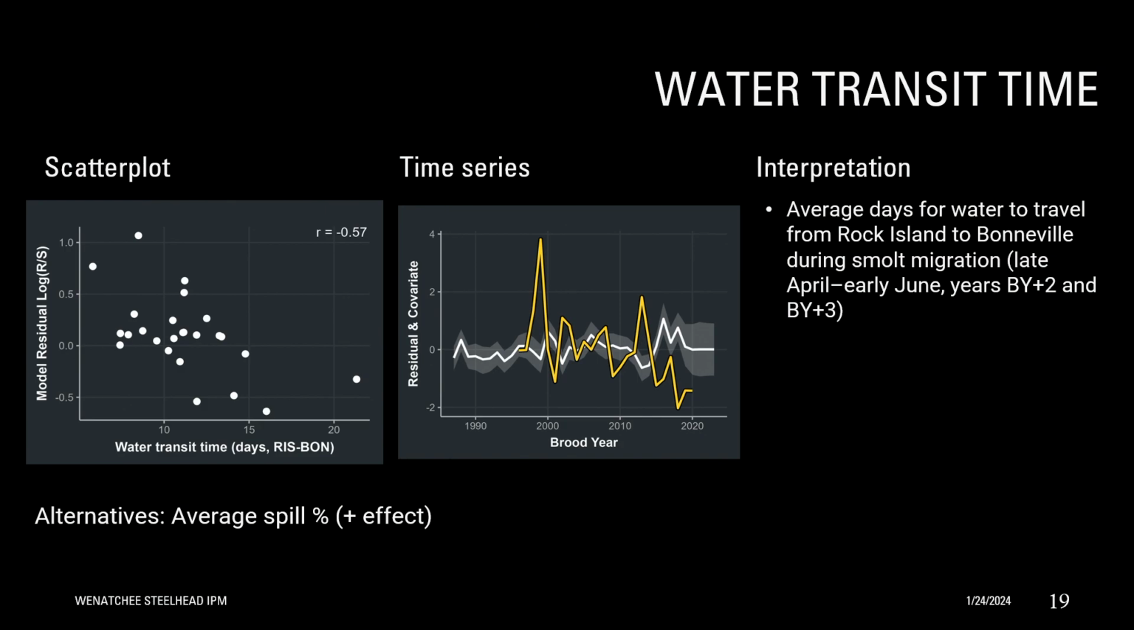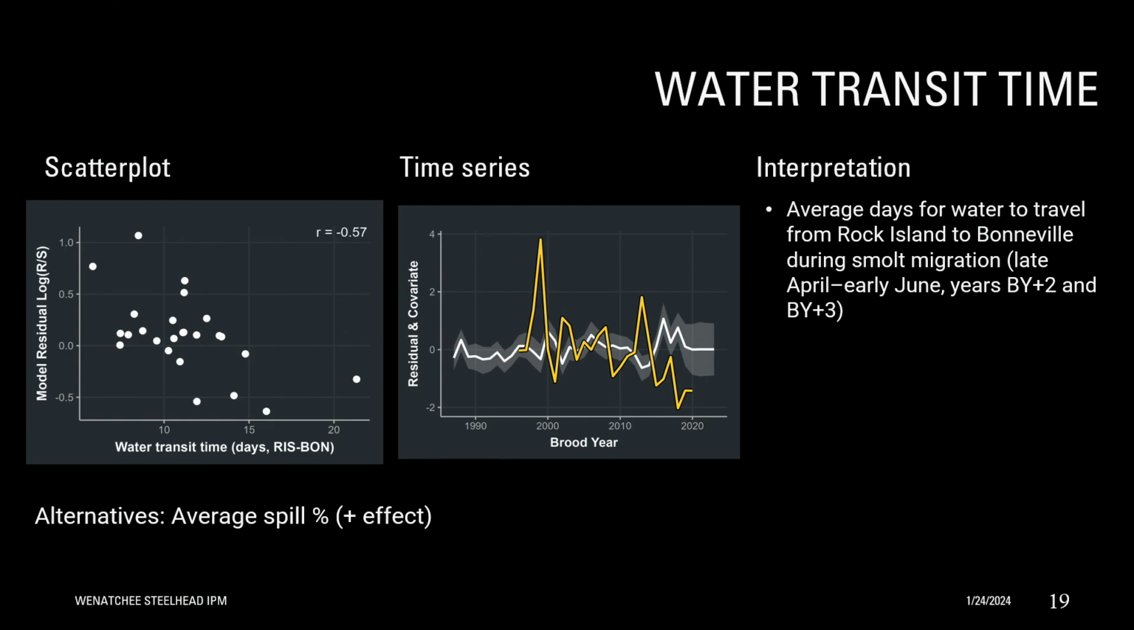After building in the NPGO and then looking at the residuals from that new model, another strong effect turns up. This is the average time it takes water to move through the hydro system during smolt migration. In years with longer transit times, the fish did worse than the previous model would expect, and vice versa.